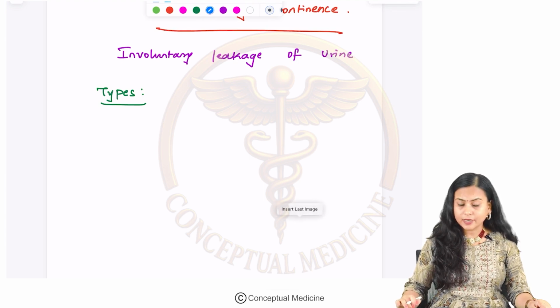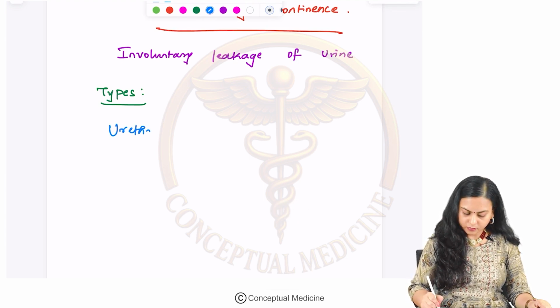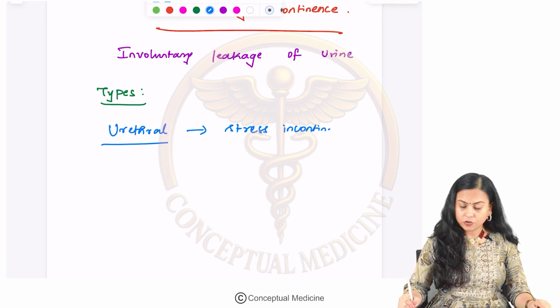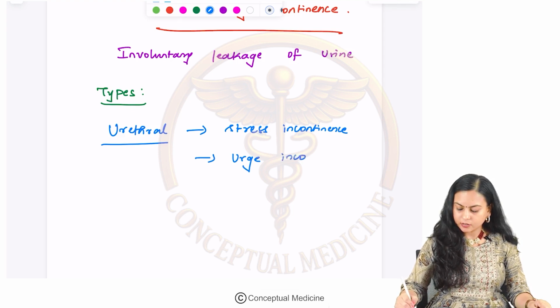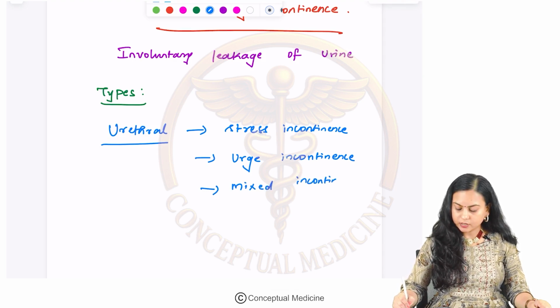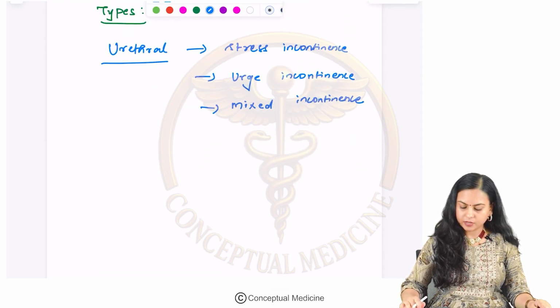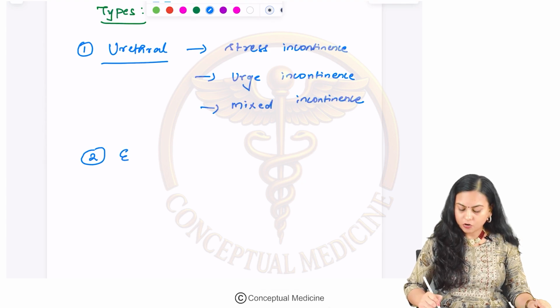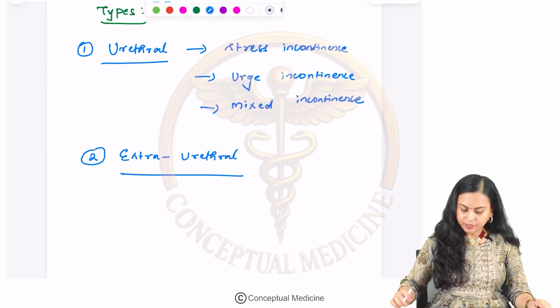It can occur at the level of the urethra, where it can be known as stress incontinence or urge incontinence, or else both conditions can be mixed together, that is mixed incontinence. The next type of incontinence can occur due to extraurethral causes as well.